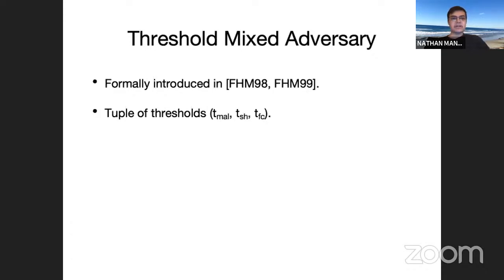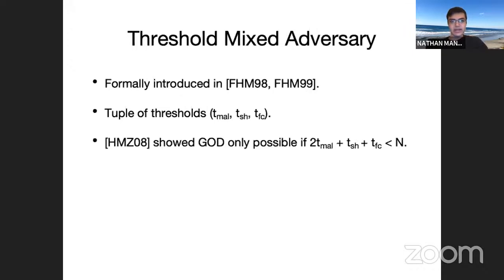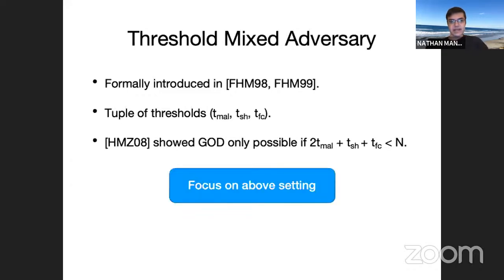And these correspond to the number of malicious, semi-honest, and fail corruptions the adversary can make. Fail corruptions correspond exactly to our honest aborting parties. They are parties that the adversary gets to specify when to abort, but does not learn any internal state information of the party. And Hurt et al. showed in a work that guaranteed output delivery is only possible if this inequality holds. And so this will be the focus of our work. We'll focus on settings of thresholds where guaranteed output delivery is possible.